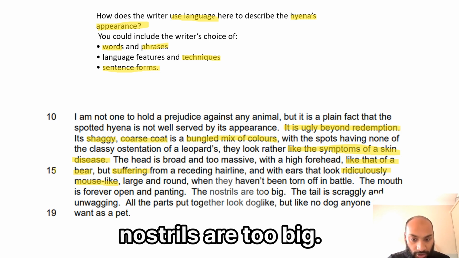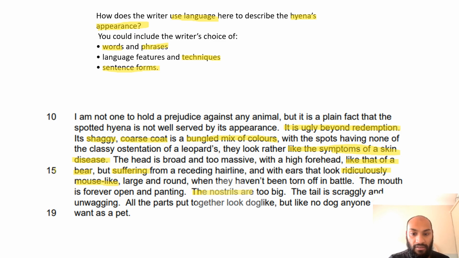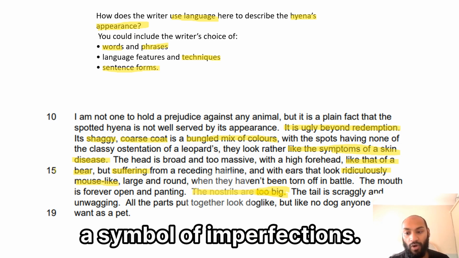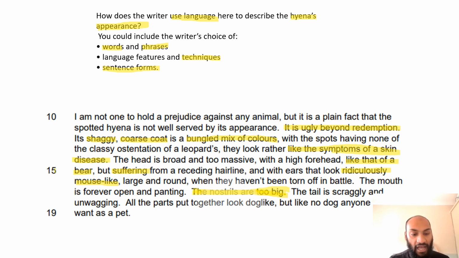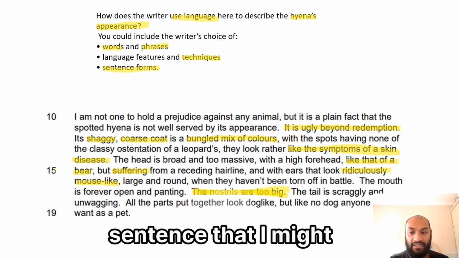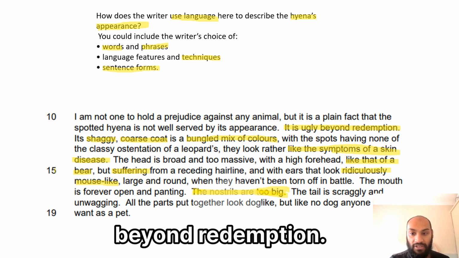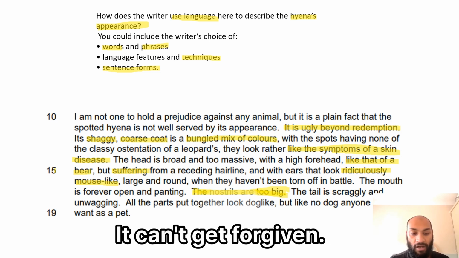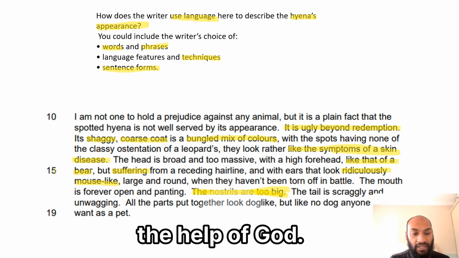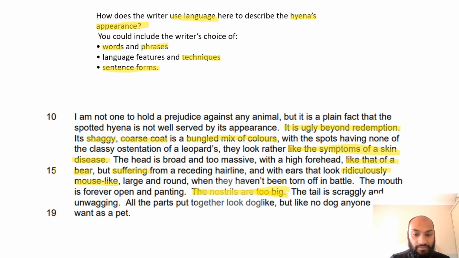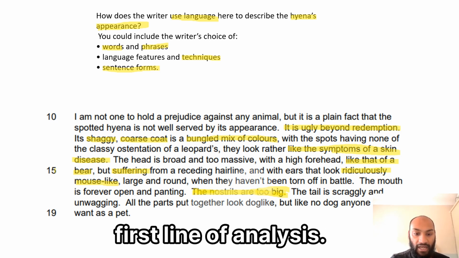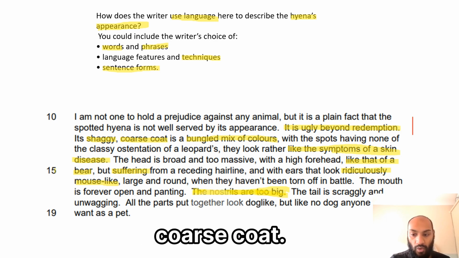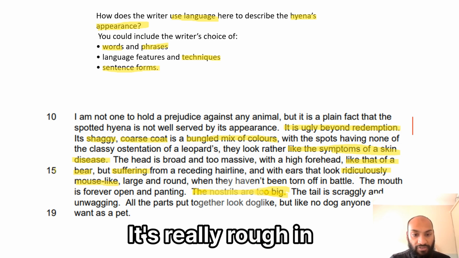Then it says the nostrils are too big. So, if anything, the hyena is a symbol of imperfections. And that's one topic sentence that I might develop. It is ugly beyond redemption. The idea of the religious term, it can't even get redeemed, it can't get forgiven. So it's beyond the help of God. So this might be my first line of analysis. I might bring in the adjectives shaggy, coarse coat. So it's really rough in its appearance.